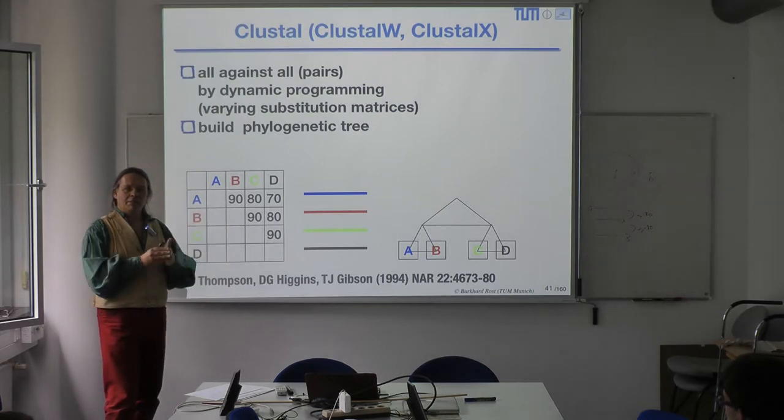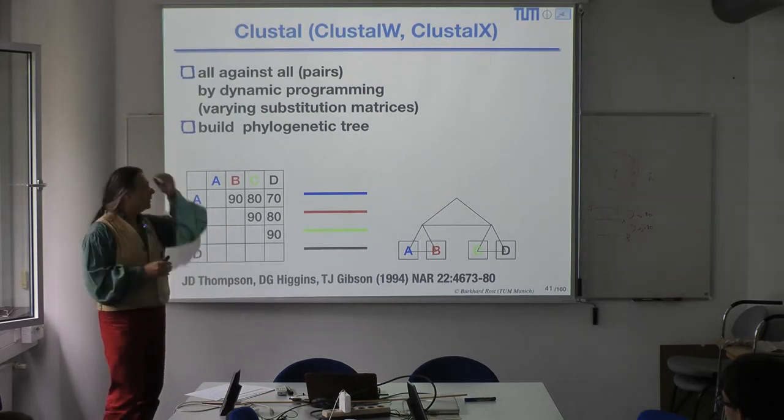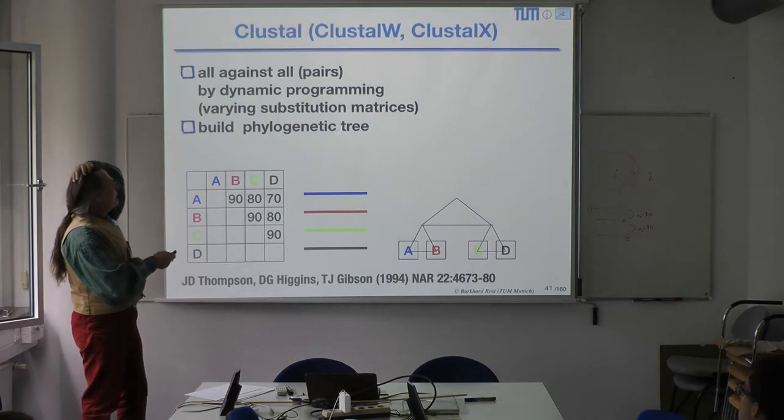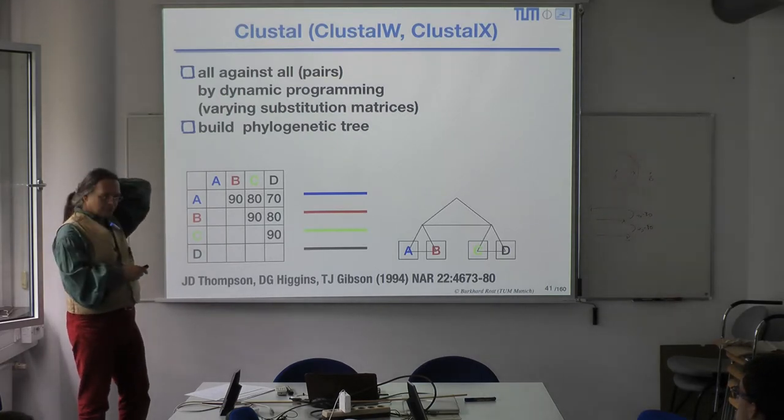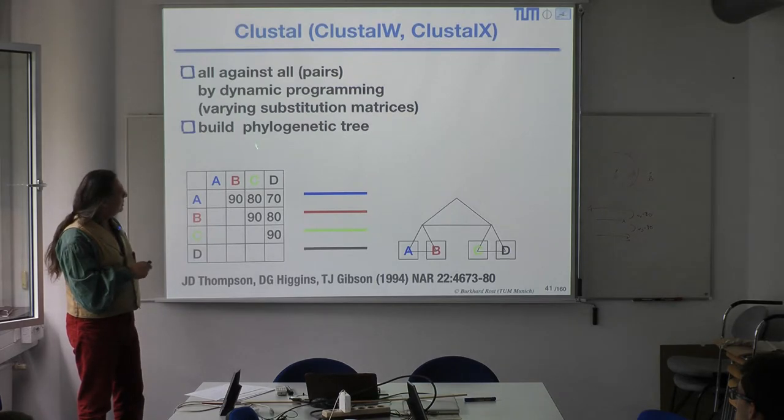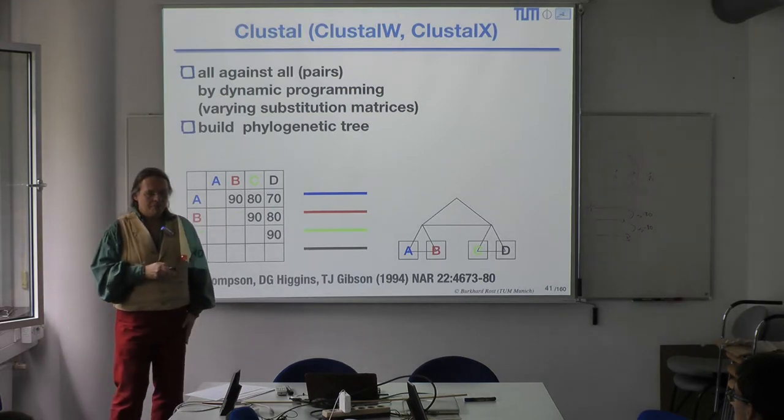Statement number two is about dynamic programming, pairwise. We talked about it briefly. You begin by building a phylogenetic tree. And the phylogenetic tree, again, you take first pairwise alignments, and then you build a phylogenetic tree.